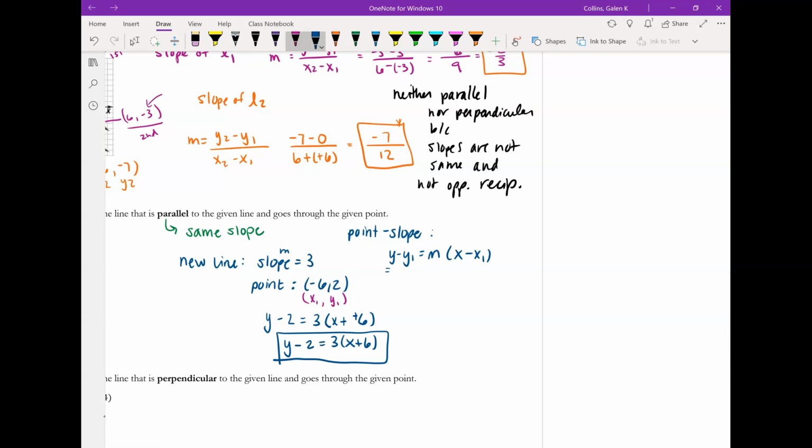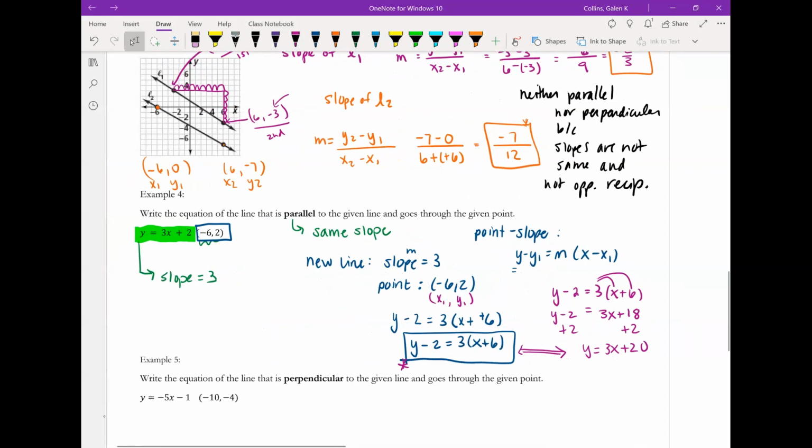So if I wanted to write it into slope-intercept form, I could just take this equation, and the thing people always forget, I would always distribute the slope first. So distribute that 3. So we'd have 3x plus 18. And then we could add the 2 to both sides to get y by itself. So like this is also fine. These are the same equation. I'm okay if you stop with the point slope form. That's a totally valid way of writing the equation.